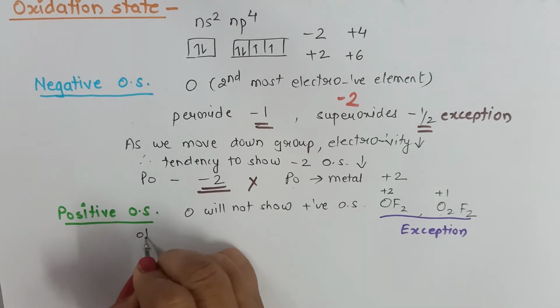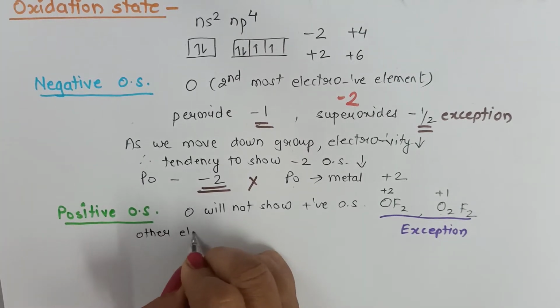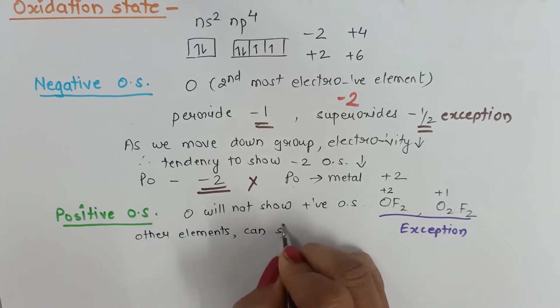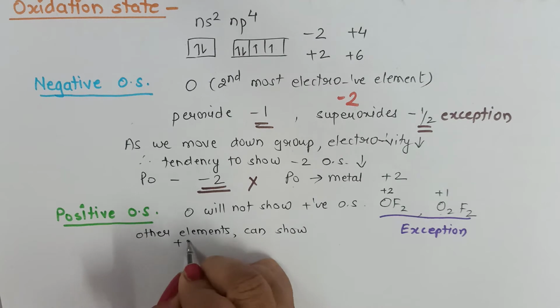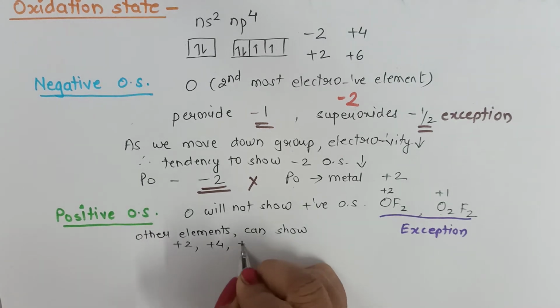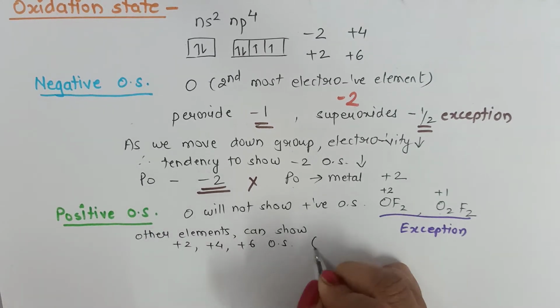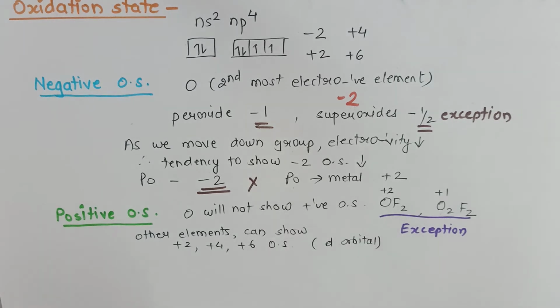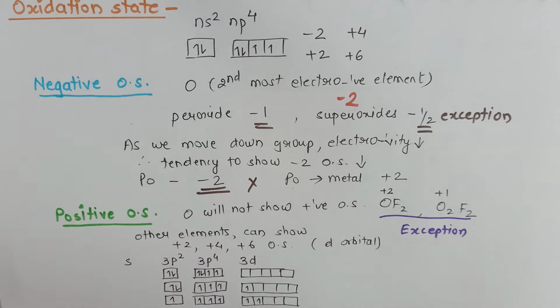Now the other elements can show +2, +4, +6 oxidation state. Why? Because they have d orbital in them, and presence of d orbital can lead to promotion of electrons. For example, sulfur with its configuration 3s2 3p4 and 3d lying vacant.